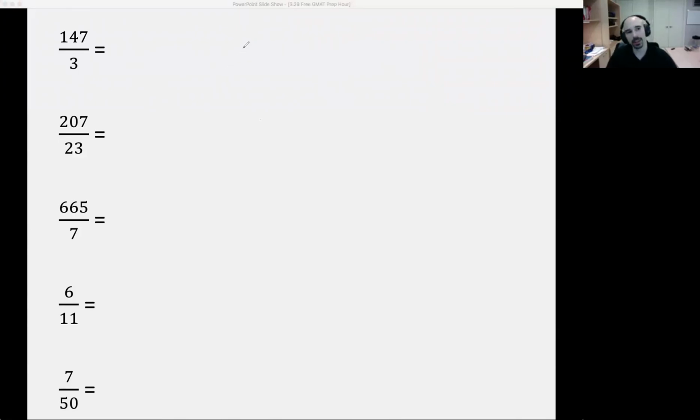And what I'll ask you all to type in the chat box is a number that you can think of that is somewhere around 147, so kind of in that ballpark, that is very easy to divide by 3. You can just off the top of your head say, oh, I know what that is divided by 3. So go ahead and use the chat box to think of some numbers in that neighborhood that you can very easily divide by 3.